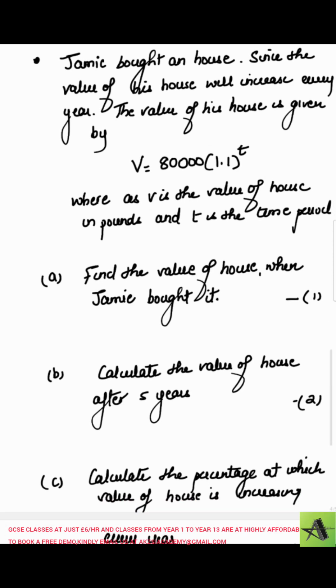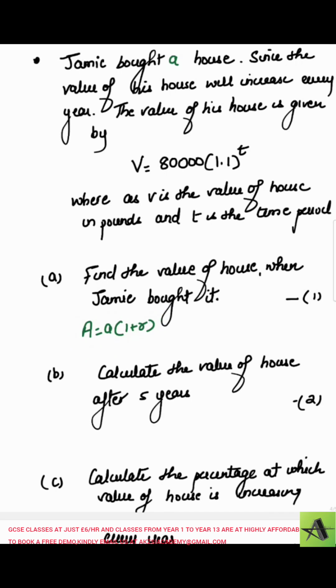Jamie bought a house, and since the value of his house will increase every year, the value of his house is given by V equals 80,000 times 1.1 to the power of t, where V is the value of the house in pounds and t is the time period. Find the value of the house when Jamie bought it. As I told you, a times (1 plus r) to the power of t gives you this one as the original value, the initial value. This is the rate percent, this is the time, this is the final value.